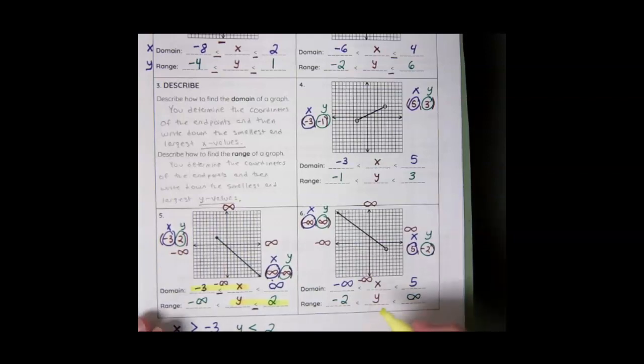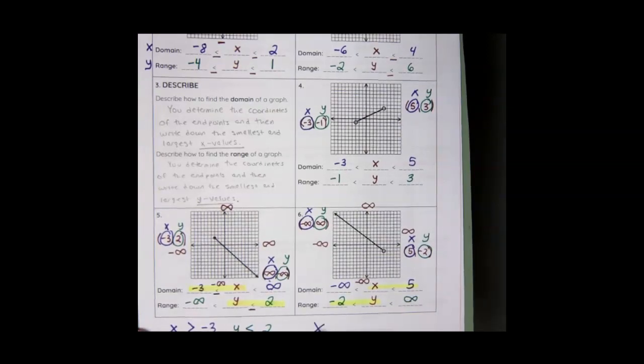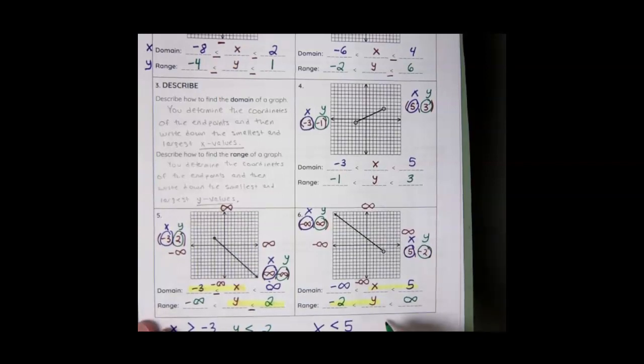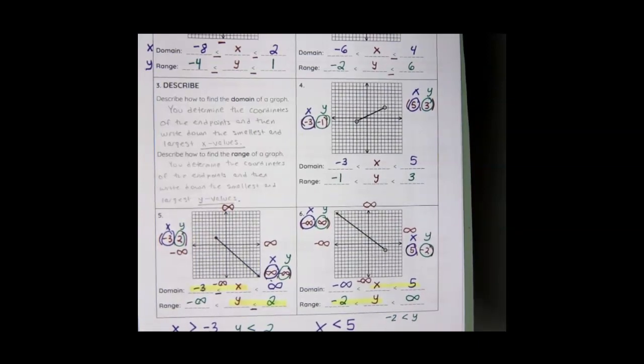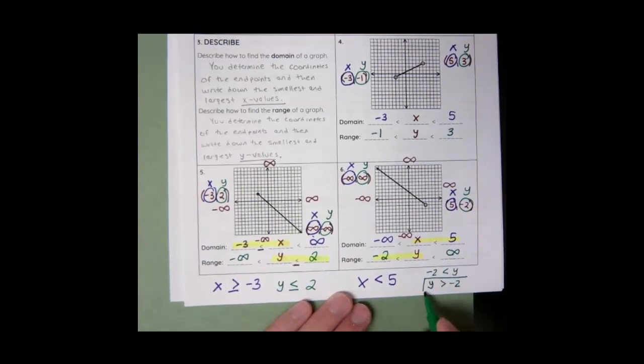Our last step is we need to take out the infinities. So for our domain, we would write x is less than 5. Just like we see it right there. For our y, we would write -2 is less than y, but like we did over here, we're going to flip it so the y is in front. So all we do is write y is greater than -2. So that is what we would write for our range. This would be our domain.